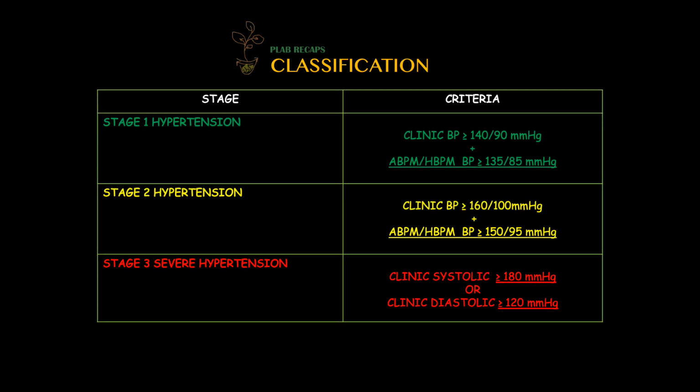In the UK, we use NICE guidelines for the diagnosis and management of hypertension. NICE guidelines were last updated in the year 2019. Hypertension has been classified into 3 stages: stage 1, stage 2 and stage 3. The criteria upon which this is based depends on high clinic BP readings, which should make one suspicious of the diagnosis. However, confirmation of the diagnosis is made by conducting ambulatory or home blood pressures.